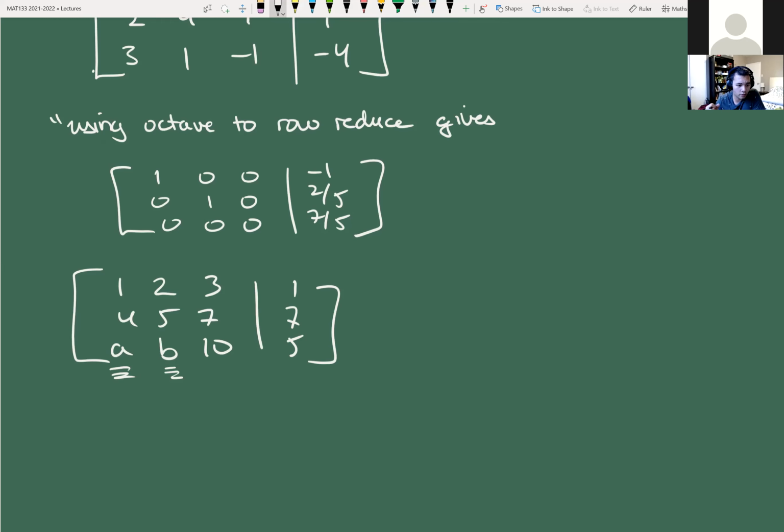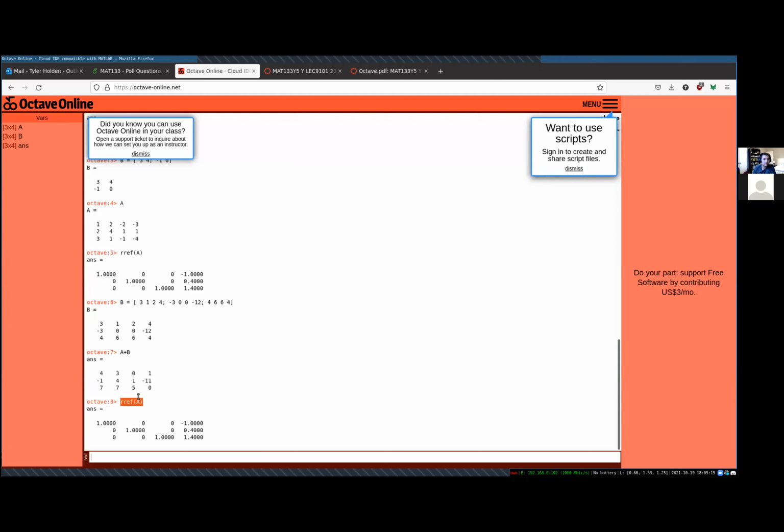Could you show us how to row reduce in Octave once again? Sure. So again, it's in the cheat sheet, but the command is right here. It's just literally rref(A) like that. Once you've saved A to a matrix, you say compute rref(A).